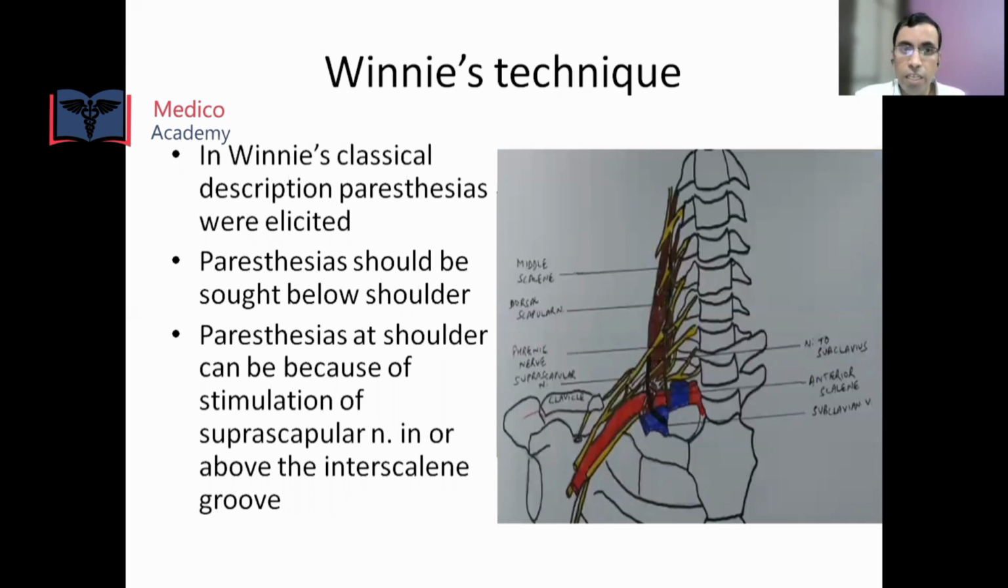In Winnie's classical description, paresthesias were elicited. Now, paresthesias should always be sought below the shoulder, because paresthesias at the level of the shoulder can be because of stimulation of the suprascapular nerve in or above the interscalene groove.